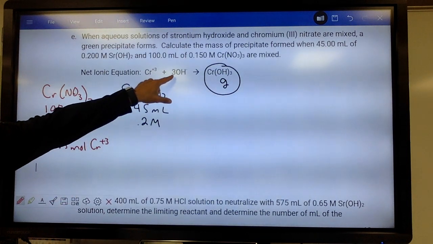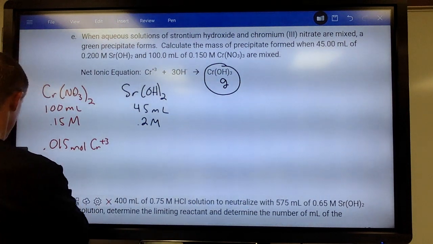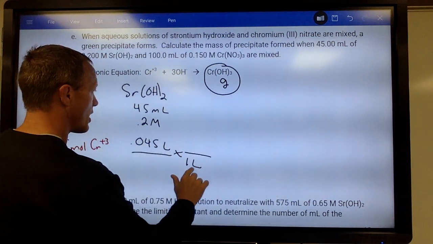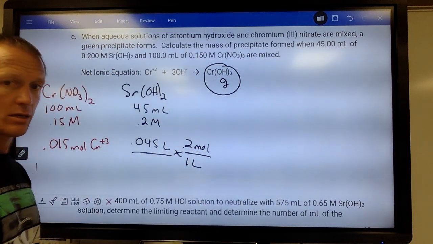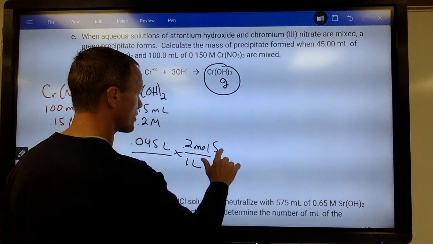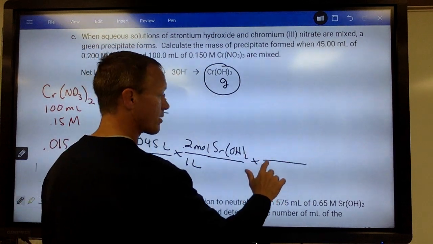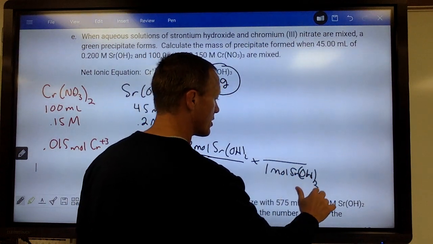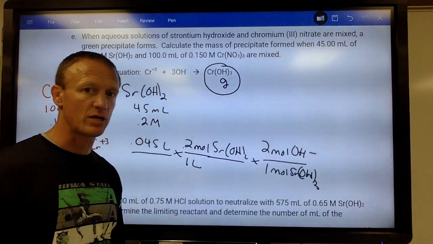Again, over here, I want to know moles of hydroxide ions because that's what's part of my net ionic equation. So I have 0.04 liters, that's 40 milliliters. Every liter contains 0.2 moles, that's my molarity. So remember, you're always writing it as moles per liter. So remember, that is moles of strontium hydroxide. That is not moles of hydroxide. Every mole of strontium hydroxide that dissolves contains 2 moles of hydroxide ions as it dissociates.